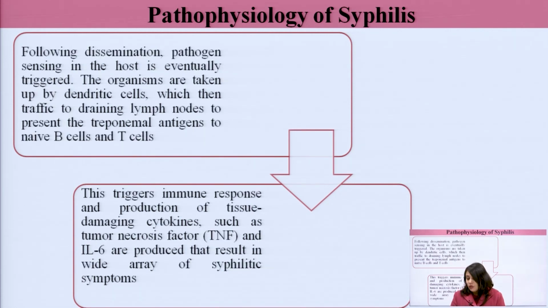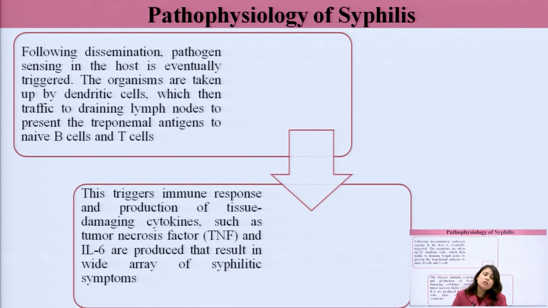Following dissemination, pathogen sensing in the host is eventually triggered. Now, when it evades, it escapes the host immune response a lot. But after it has spread a lot inside the body, it keeps on multiplying. It reaches blood, it multiplies. It reaches the lymphatics, it multiplies. It reaches the CNS or any body organ system, it multiplies.